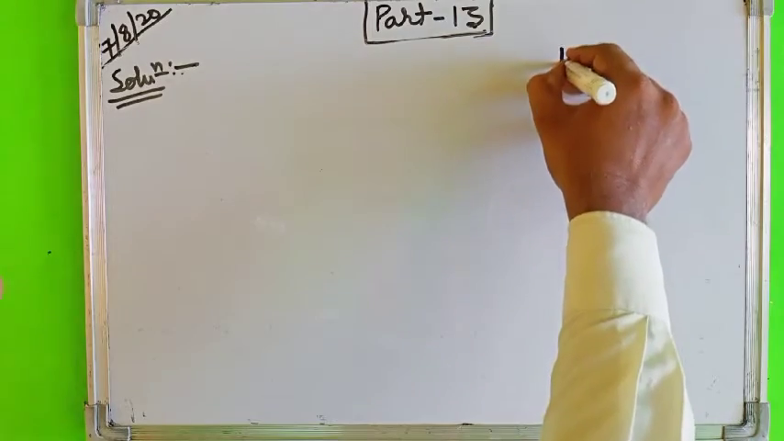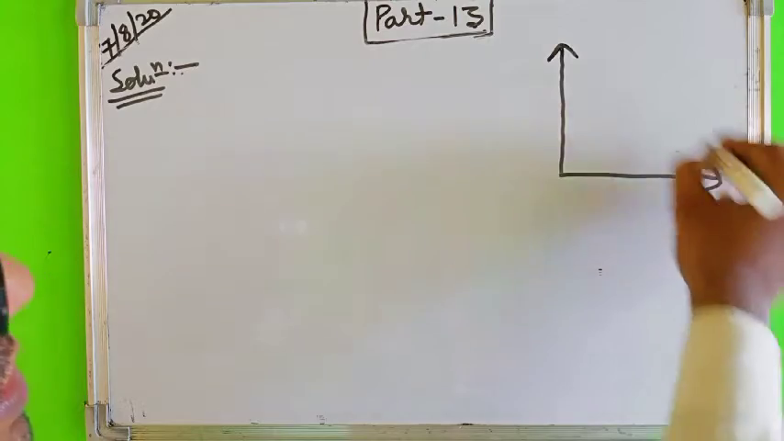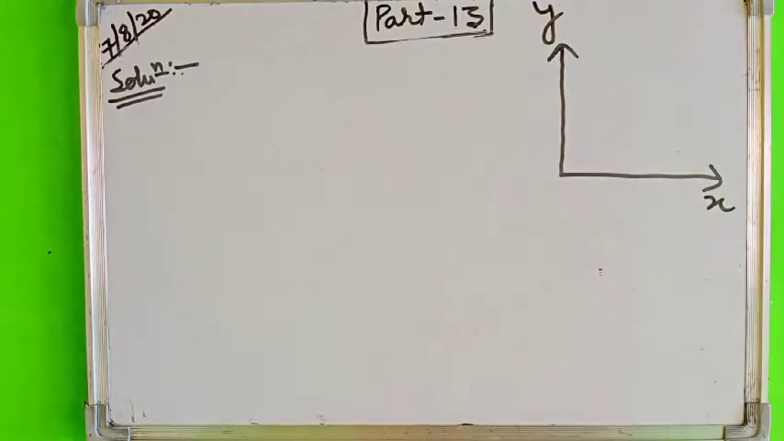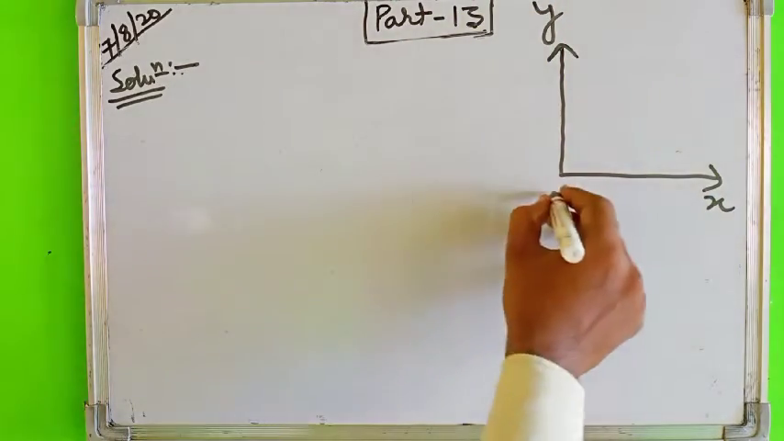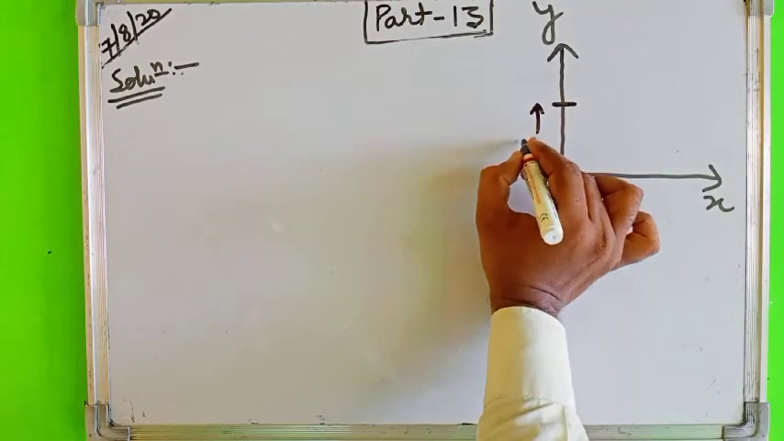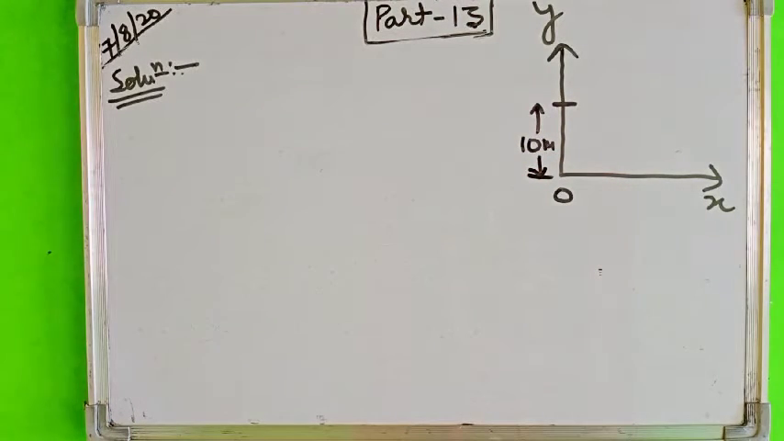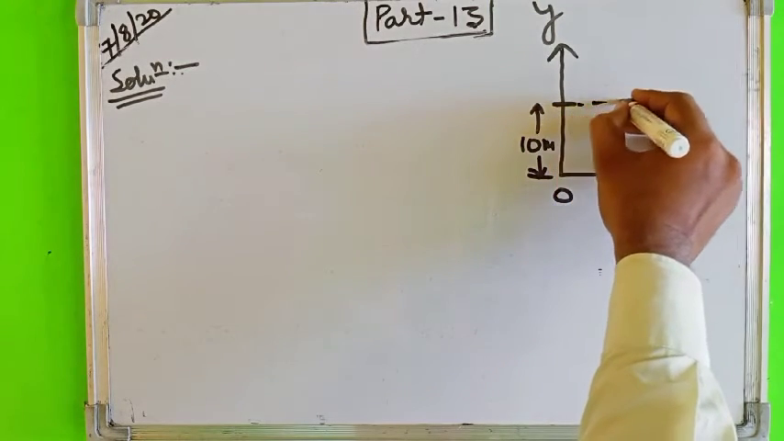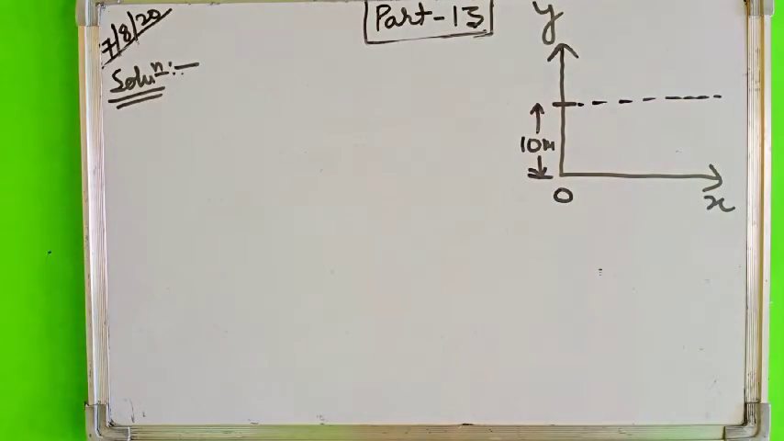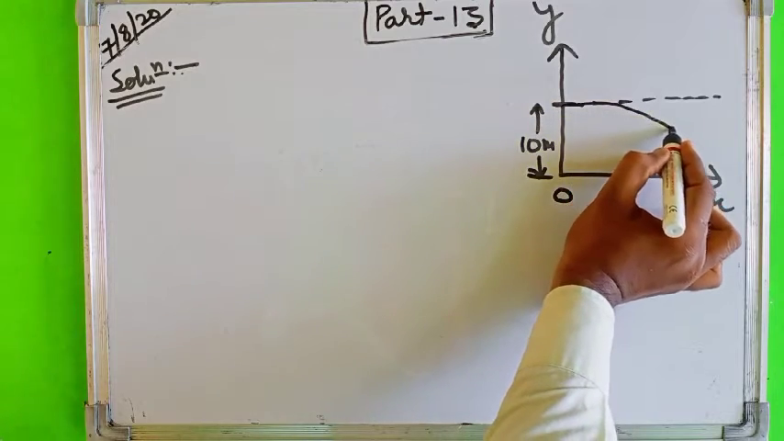We had considered the XY plane. This is x axis and this is y axis, and this is the origin. This is the height. This is 10 meter height, it is given. From this 10 meter height, the two guns are fired. One gun is fired horizontally.